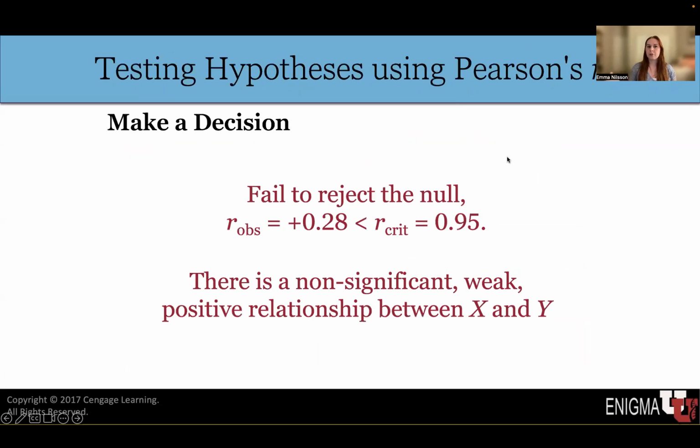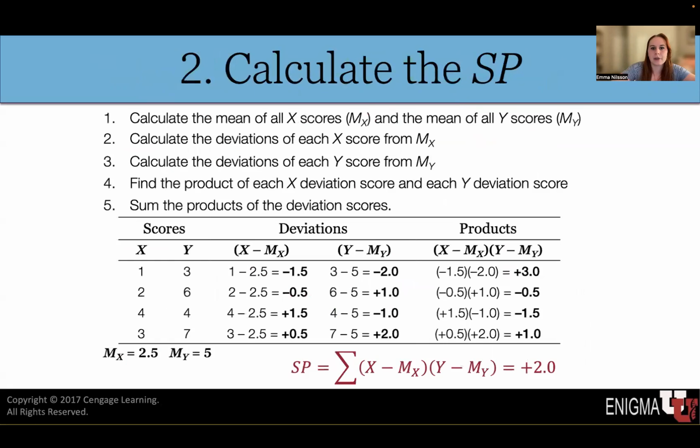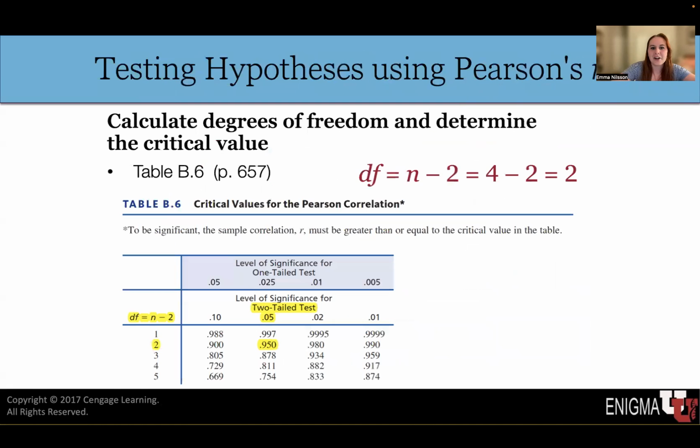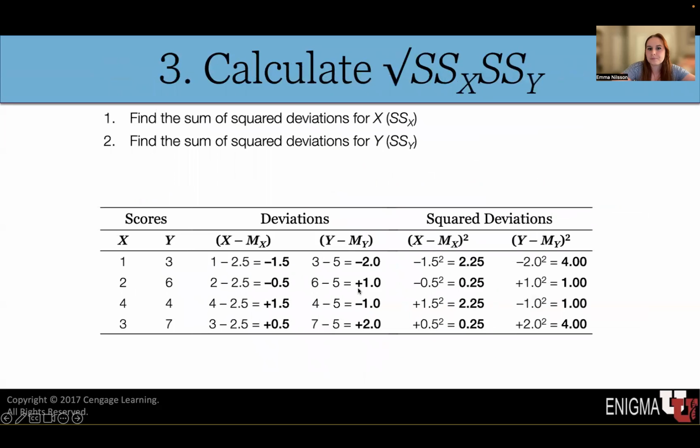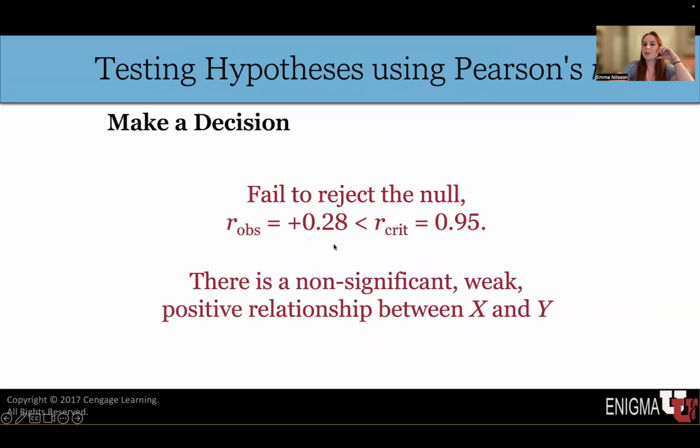Okay, then with that, we're going to make a decision. We've already decided that there's a weak positive correlation, but now we need to decide if that correlation is significant or not. Remember at the beginning, maybe I shouldn't go back, but I'm going to. We talked about how our critical value is 0.95 with a two-tailed alpha of 0.05. Now, since positive 0.28 is less than our critical value, 0.95, we're going to fail to reject the null hypothesis and say that there is a non-significant weak positive relationship between X and Y.